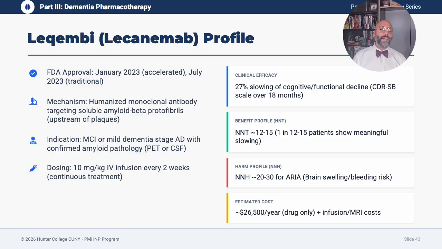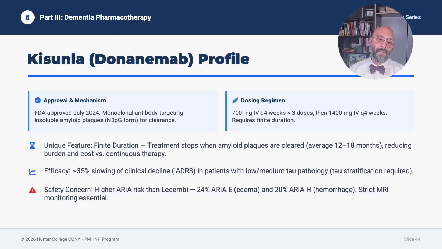Now here's the thing: the drug alone costs $26,500 per year, not including infusion services and MRI imaging. That makes this a very high resource, high burden intervention. The bottom line is this only offers modest but real disease slowing for a carefully selected patient, and it requires a lot of monitoring and infrastructure.